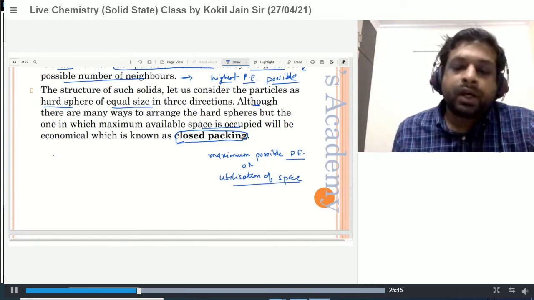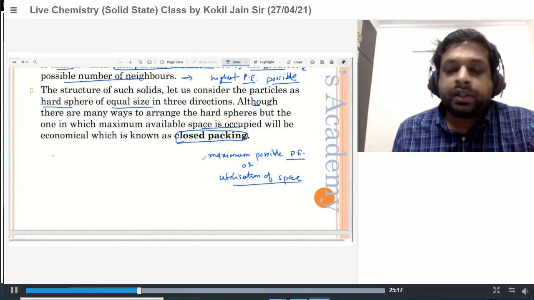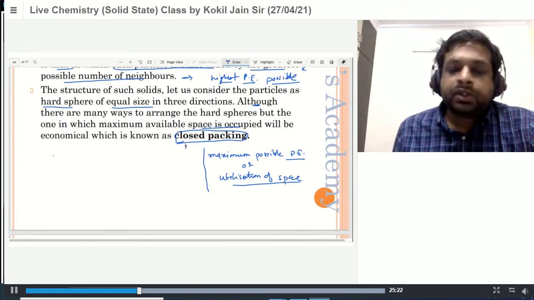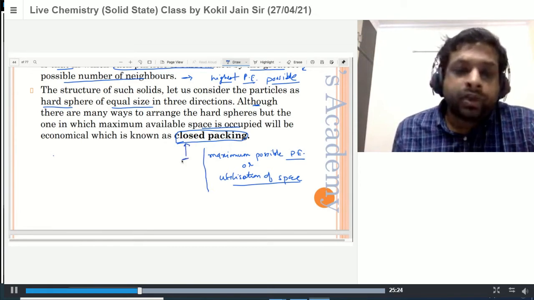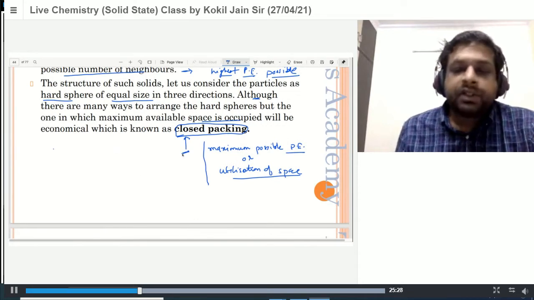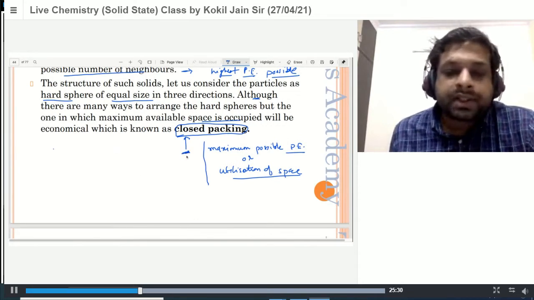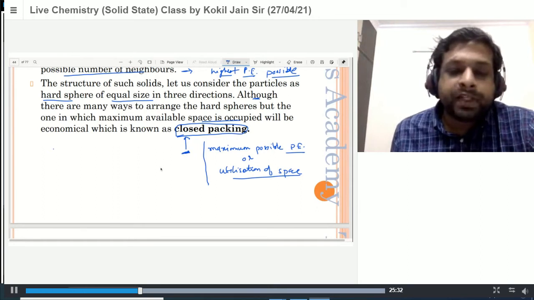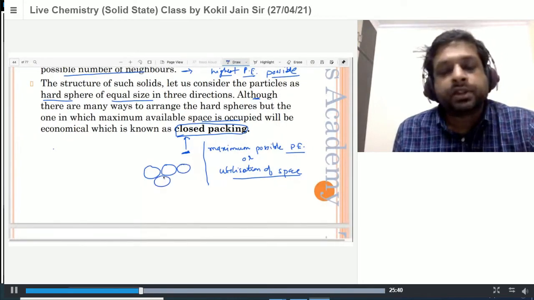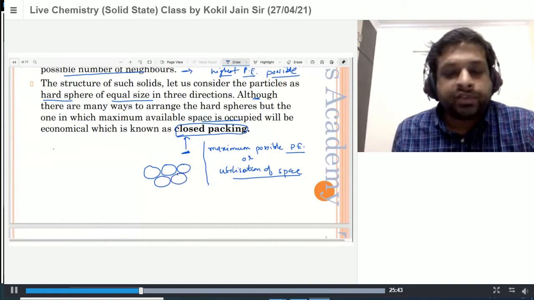Now see here, apart from this close packing, what happens sometimes in this type of arrangement is that, because of these arrangements, you will find some kind of voids in between these spaces.